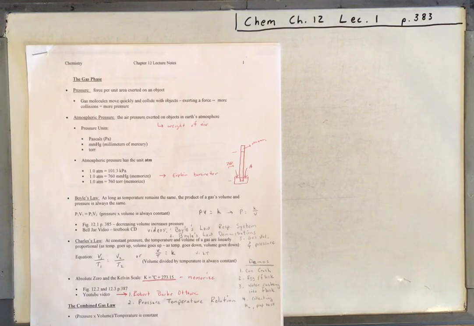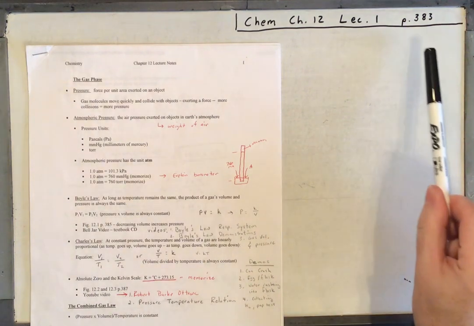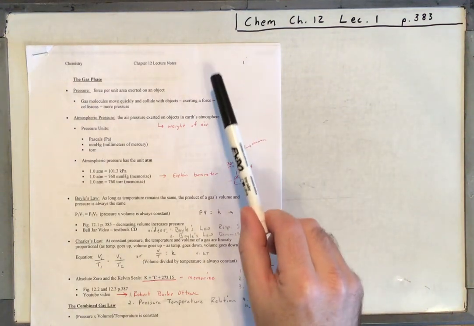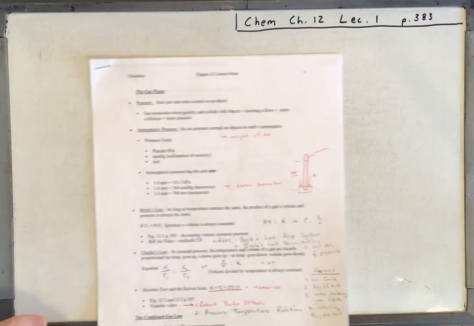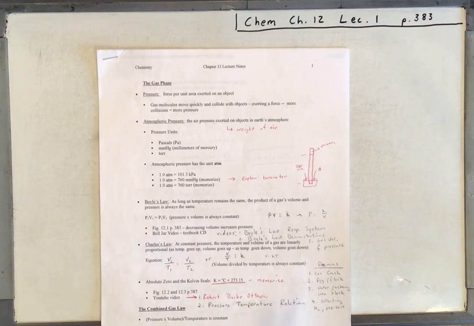This is Chemistry Chapter 12, Lecture 1. So in your chemistry textbook, we'll be starting on page 383, and get your Chapter 12 notes out and ready to go. I'll just quickly go through the bullet points on the Chapter 12 notes. You, of course, should be reading the chapter and following along that way.